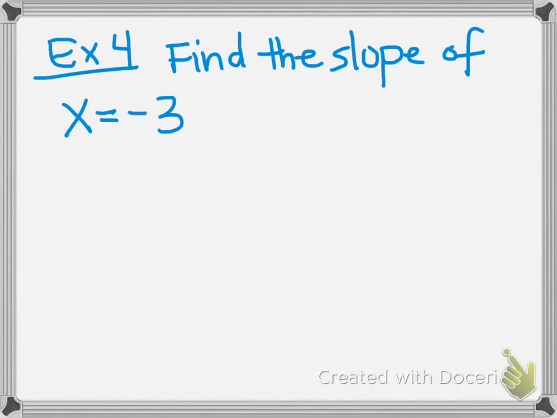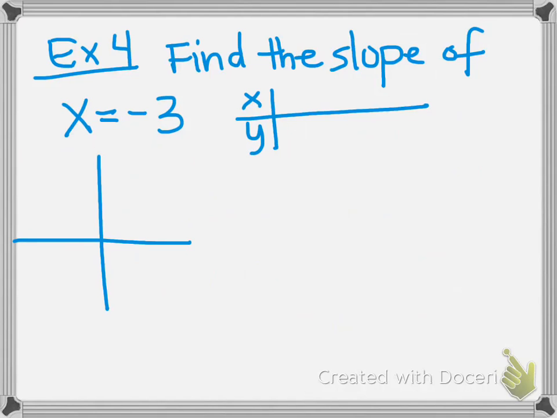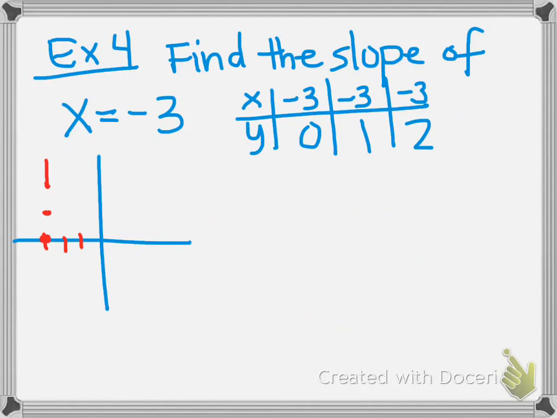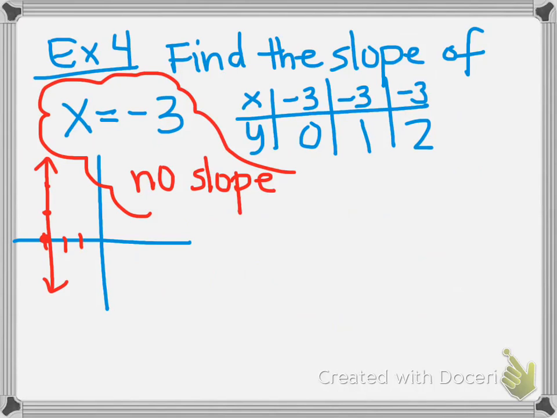Okay, example 4, find the slope of x equals negative 3. So we're going to make a graph, make a table. And on this one, x is always negative 3. So x is negative 3, x is negative 3, x is negative 3. And we'll make the y 0, 1, 2. So now if we graph this, negative 3, 0 is right here. Negative 3, 1 is right here. Negative 3, 2 is right here. And this makes a no slope line, or undefined. So anytime you have x equals, you end up with a no slope.